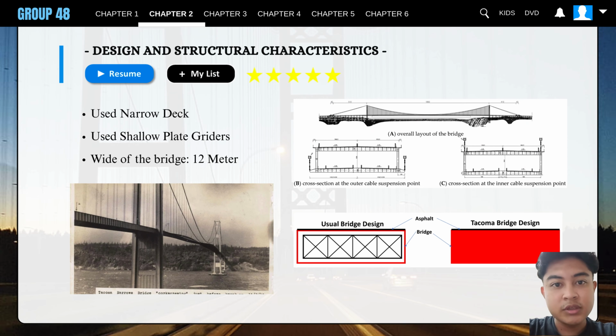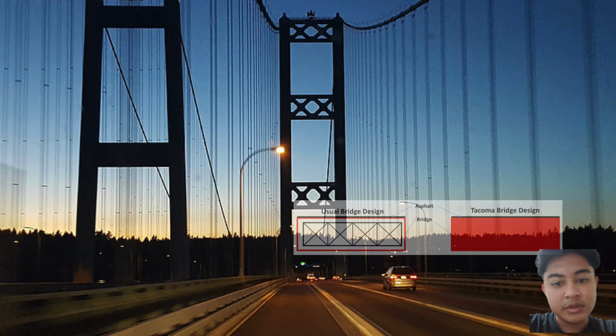The Tacoma Narrows Bridge featured an innovative yet problematic design. In order to reduce costs and minimize material usage, the bridge was constructed with a relatively narrow deck, only 12 meters wide, and shallow flat girders instead of the deep trusses, which had been commonly used to add rigidity to large suspension bridges.